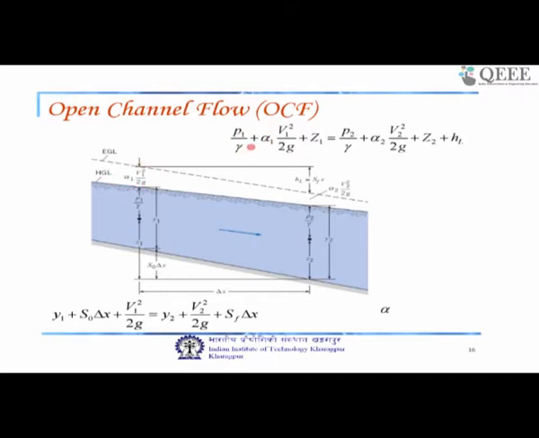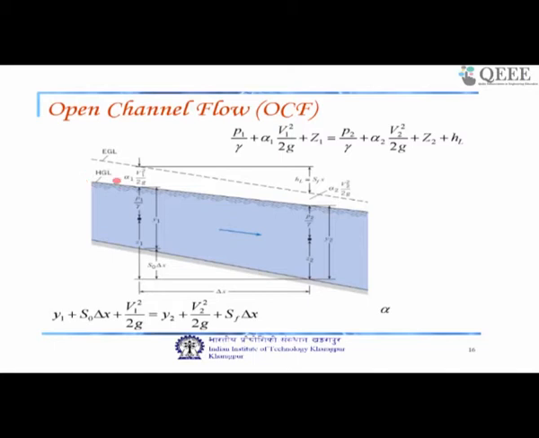So, from Bernoulli's equation we can write P1 by gamma, which is the pressure head, plus the velocity head alpha 1 into V1 square by 2g, plus Z1, the elevation head. If we compare the second section, Z2 is the elevation head, P2 by gamma is the piezometric head, this pressure head, and this is the velocity head. Again alpha 2 is the correction factor for this particular section, and HL is the head loss.